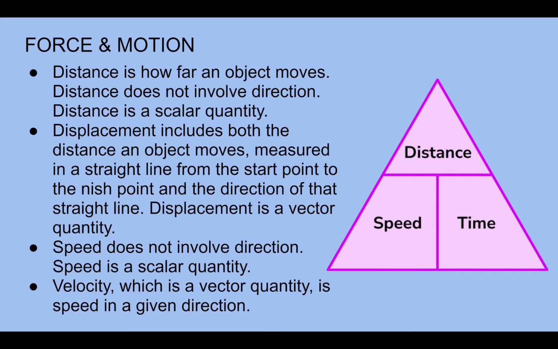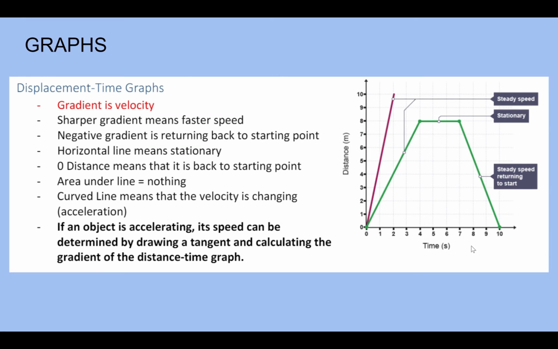Speed does not involve direction. Speed is a scalar quantity. Velocity, which is a vector quantity, is a speed in a given direction. So speed on its own is just a scalar quantity with no direction. And velocity, when given the direction, the speed becomes the velocity. And here, everyone knows this, it will be on your equation sheet: speed equals distance over time.